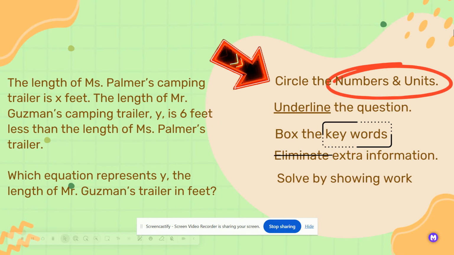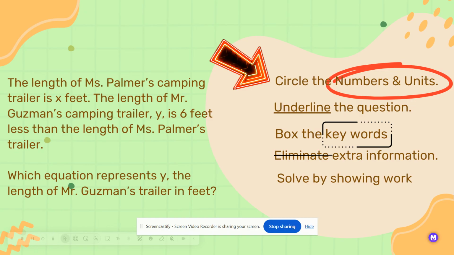So back to our problem. The length of Mrs. Palmer's camping trailer is X feet. The length of Mr. Guzman's camping trailer, Y, is 6 feet less than the length of Miss Palmer's trailer. Which equation represents Y, the length of Mr. Guzman's trailer in feet? Notice that I reread that problem a couple of times. We should always read through the problem a couple of times to make sure that we understand the situation.